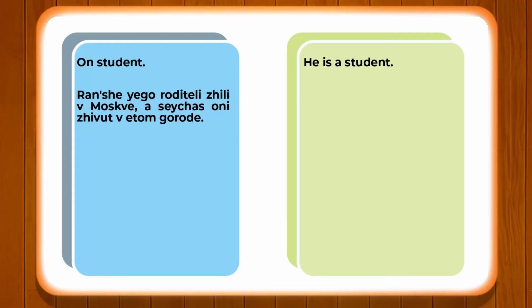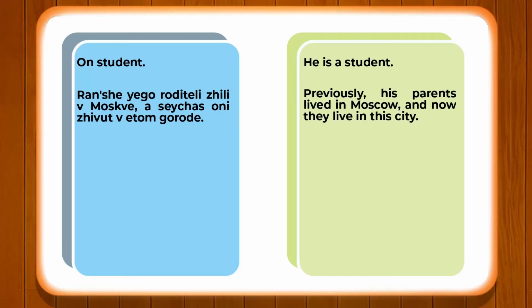Раньше. Раньше родители жили в Москве. So here you can see in the prepositional case we have used Moskve and the conjugated form of жить in the past tense for они, because родители is plural, parents. Раньше, earlier, его, his. So earlier his parents lived in Moscow.